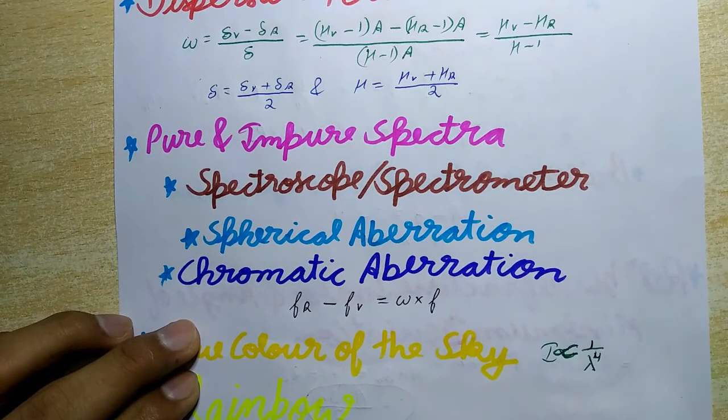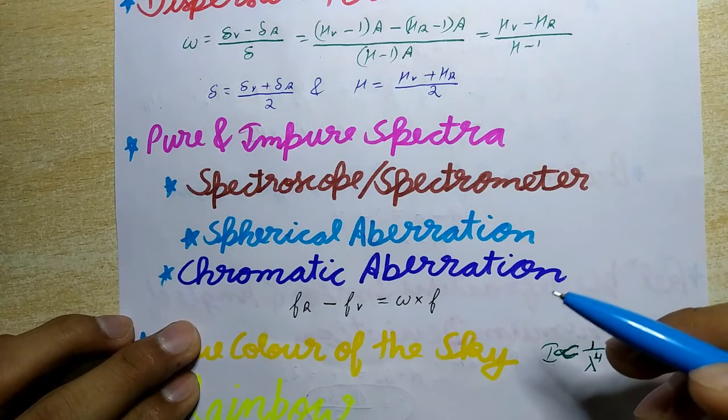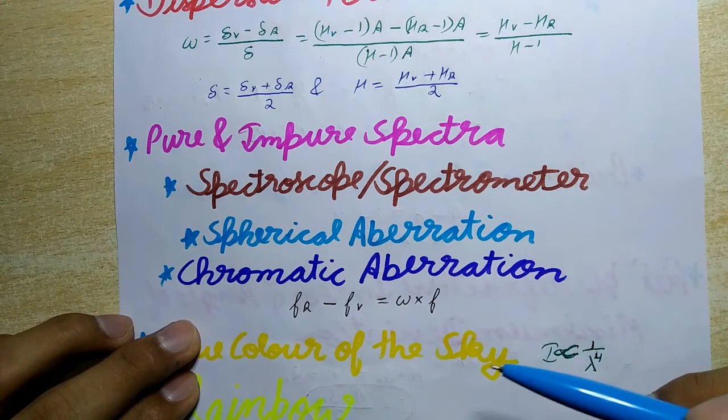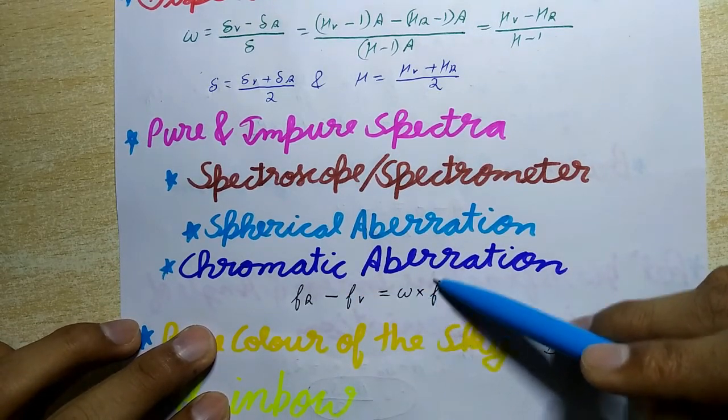Now next is chromatic aberration. The inability of a lens to bring the light rays of different colors to focus at a single point is called chromatic aberration. So longitudinal chromatic aberration of a lens is equal to dispersive power into focal length of the lens for mean color. So FR minus FV is equal to omega into F.